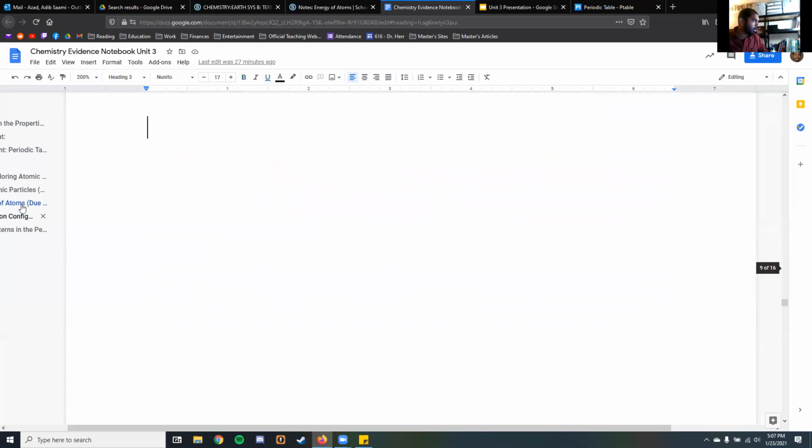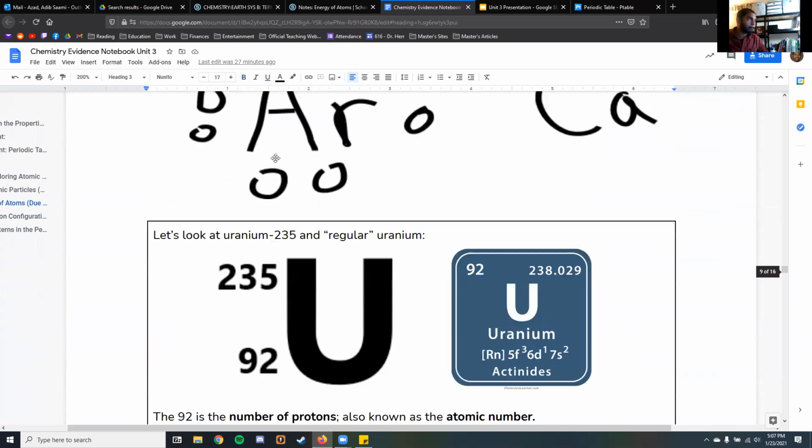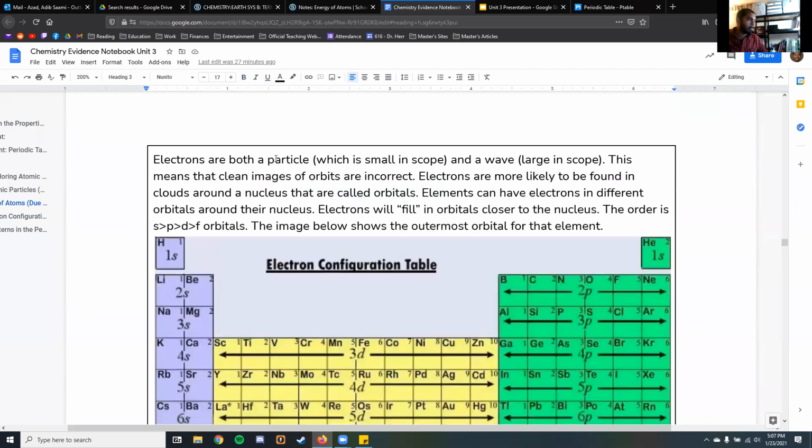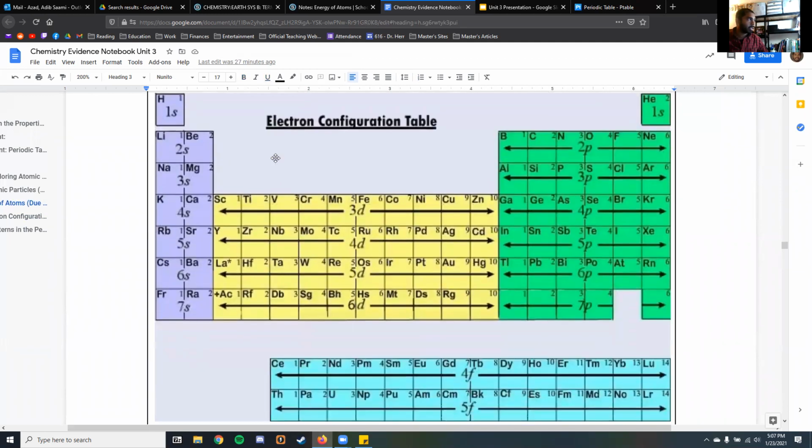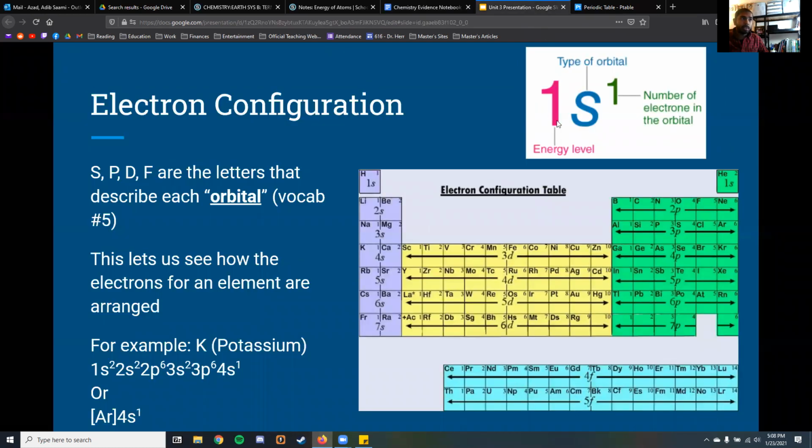And let's go through and talk about electron configuration. This is actually pretty good. And so for electron configuration, there are a couple things we want to know. We want to set it up in this pattern: the energy level first, the type of orbital second, and the number of electrons in that orbital third.